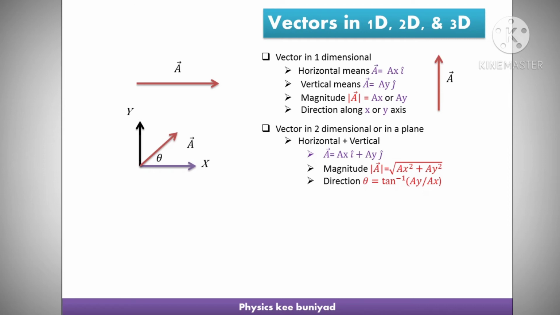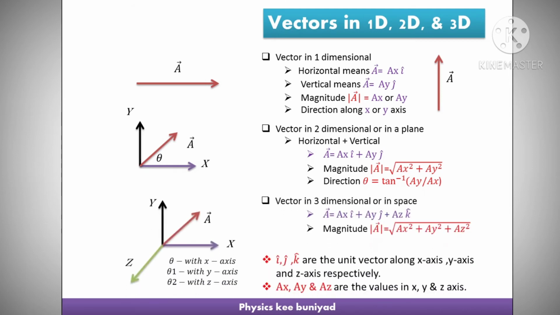Ax i cap means the component along the x axis which is indicated by unit vector i cap, and ay j cap means the component along the y axis and it is represented by the j cap. Now if we take the magnitude of that vector, then we can simply write magnitude of vector a equal to the square root of ax square plus ay square. It will give you the magnitude of a vector in a 2-dimensional plane. And theta we will get by tan inverse ay by ax, which I already told you in the previous slide, how we derive these things.